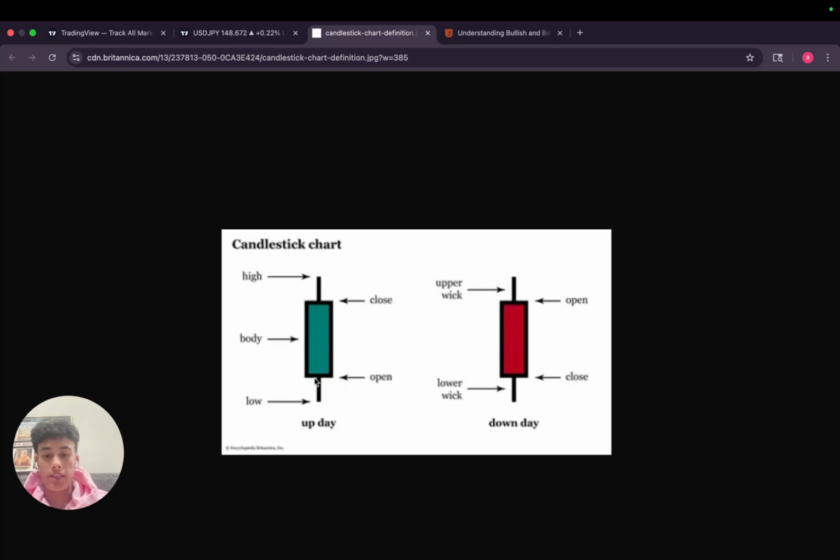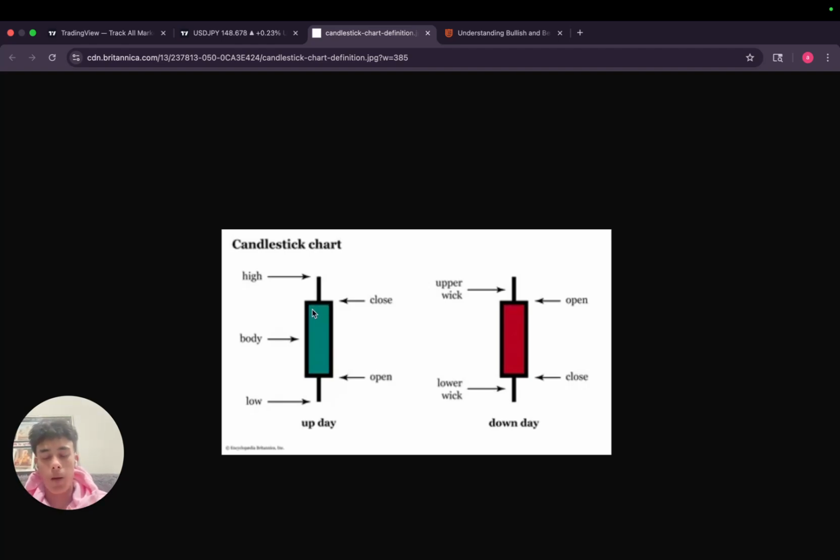So price started here, and this lower vertical line represents how low price went, but it didn't close there, meaning price went there, but it didn't stop. It went back up. So this lower wick represents how low it went. This vertical line up here represents how high it went. Didn't close there, but it did get up to that price.